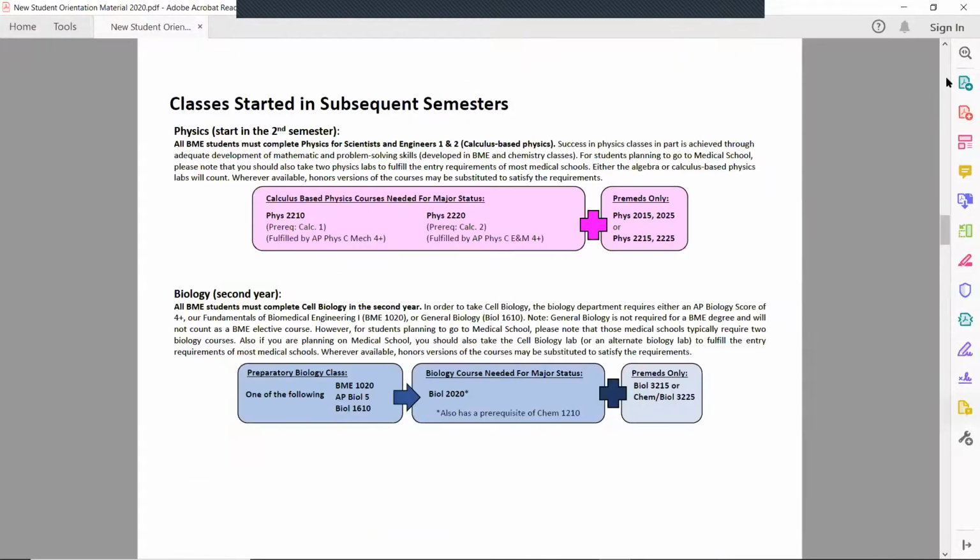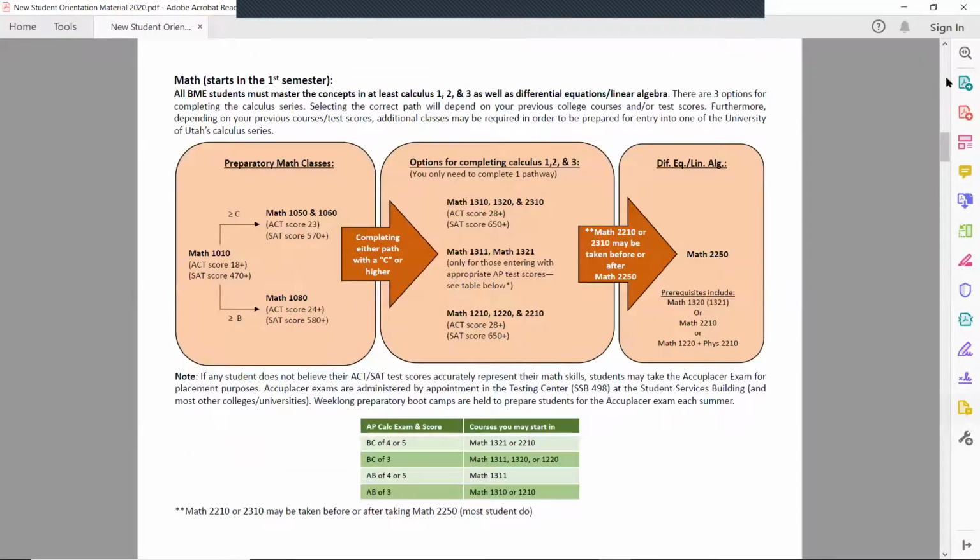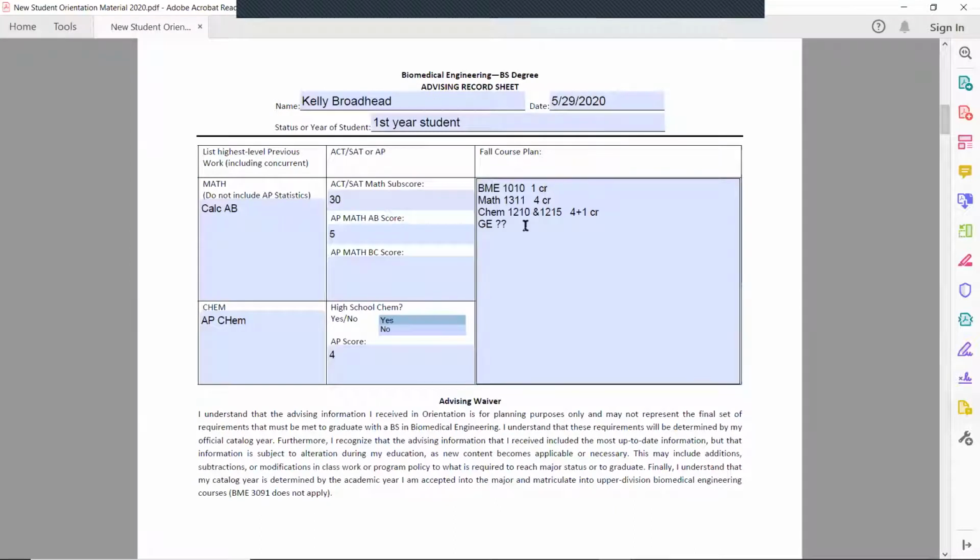So let's go back and finish this schedule. The last thing in here I would do this semester, since I didn't take AP writing in high school, is I'm going to do my Writing 2010 class and get that done. That's 3 more credits.